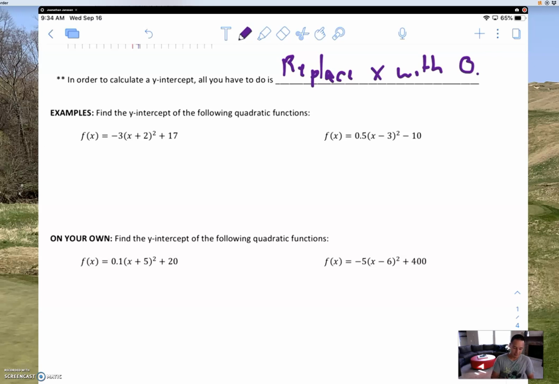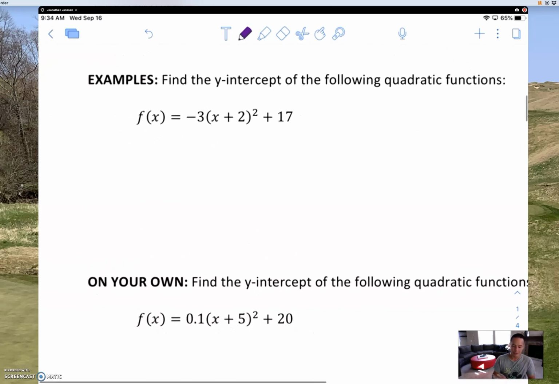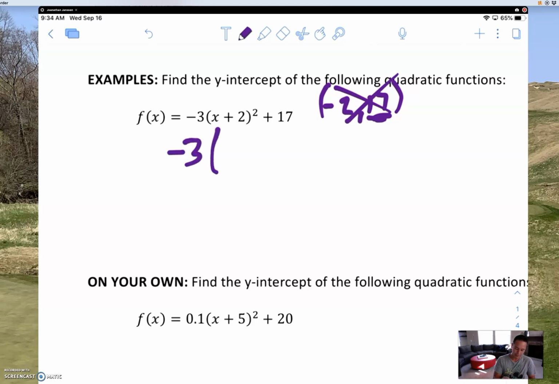Now, knowing that, let's find a couple of Y-intercepts of the following quadratic equations. We've got this quadratic equation, and we can look at it and know that the vertex is at (-2, 17). That's not what we're looking for today though. We're looking for the Y-intercept. Some of you might confuse that notation and think it's the Y coordinate of the vertex. No, no, no. The Y-intercept is where X equals 0, so all we have to do is take this and replace X with 0.